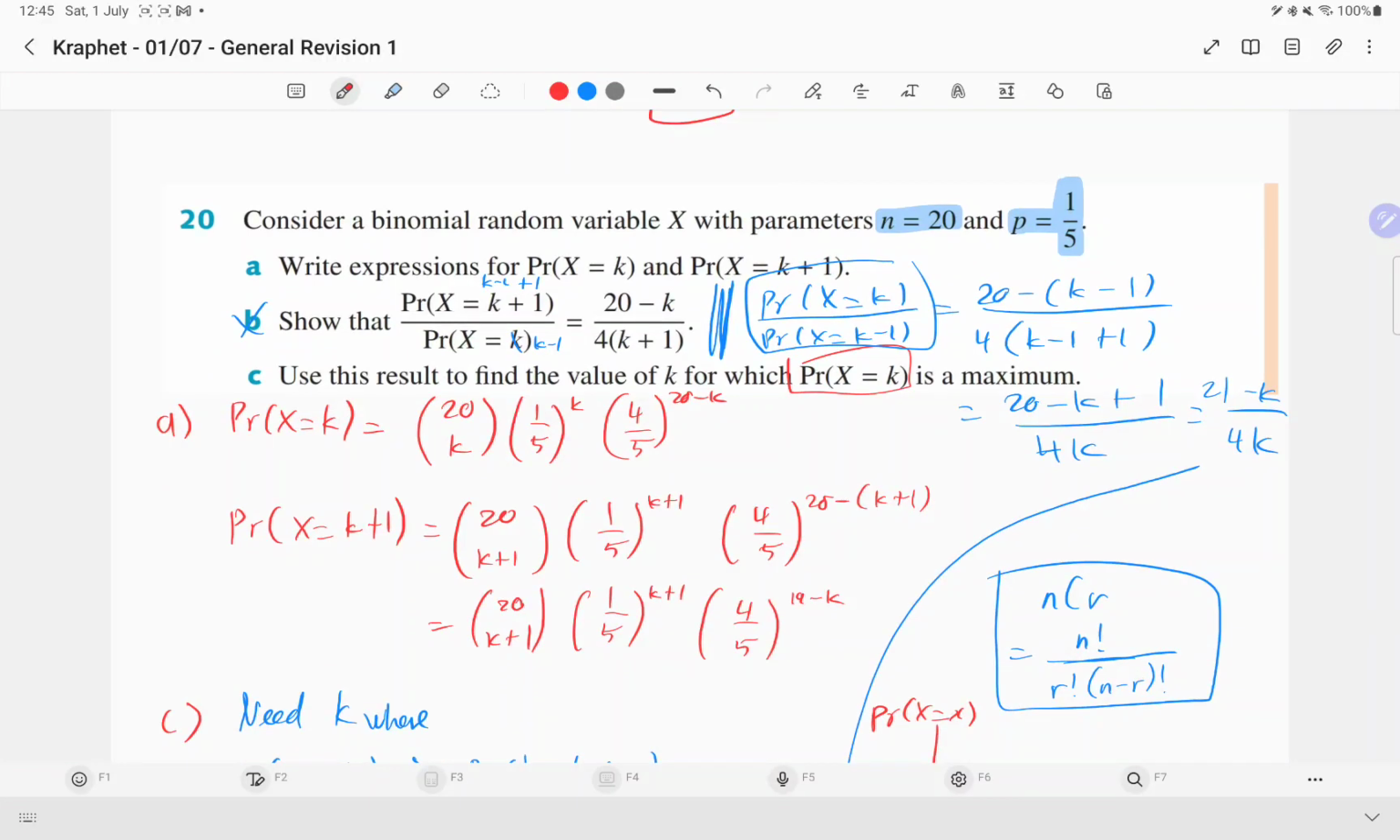It's good for algebra practice. The only thing that you may choose to skip, if you want to skip it, that's okay. I will not quiz you on this question B. If I were to do question 20, I'll just be, given this, use the result to find Pr(X = k) is the maximum, because this question is still technically part of unit 4. You need to understand the binomial distribution and its probability distribution, and if you know that, then you can somewhat figure out question C.